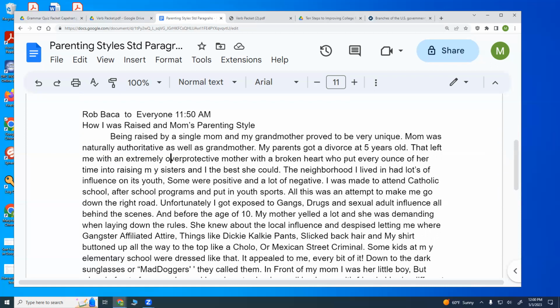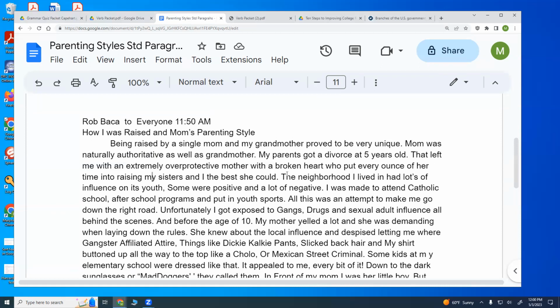"My parents got a divorce at 5 years old. That left me an extremely overprotective mother with a broken heart who put every ounce of her time into raising my sisters and I the best she could." That is unbelievably beautiful. That's a great sentence. Very sincere and descriptive and beautiful. And it makes a lot of sense.